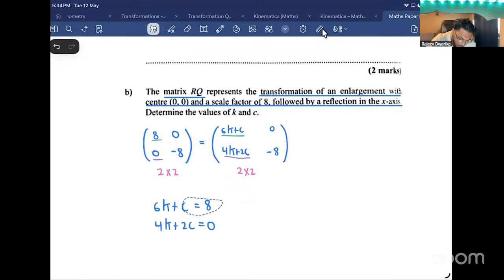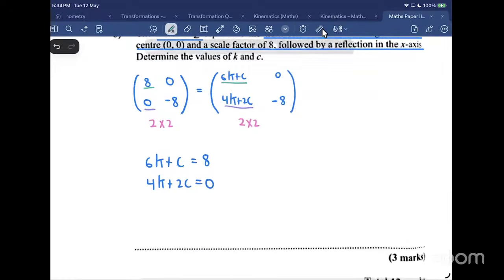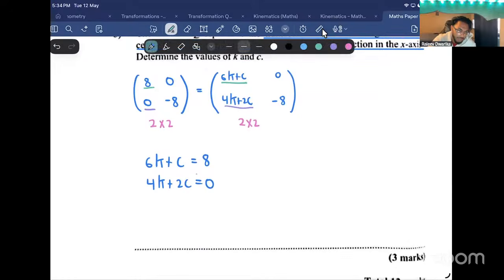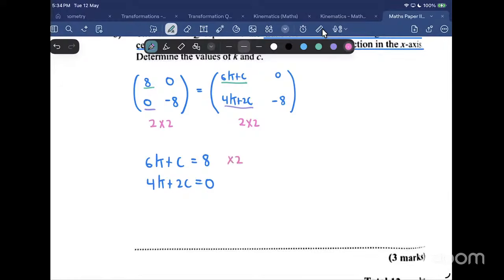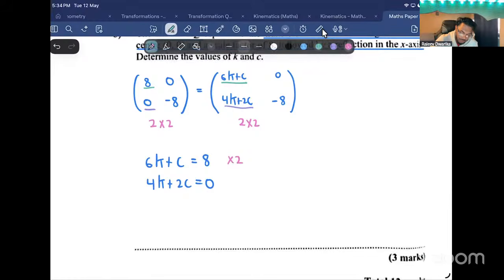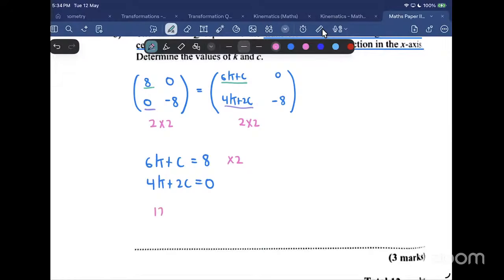Okay, so do you want to do substitution or elimination? Elimination. Okay, so what do you want to get rid of? K or C? C. Multiply the first equation by 2 and subtract it. Correct. And so that is going to turn to 12K plus 2C equals 16. Right?